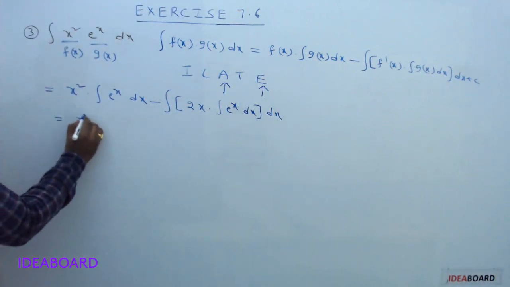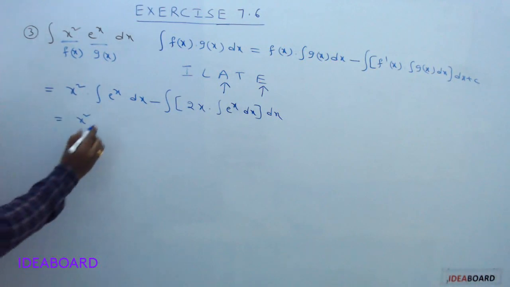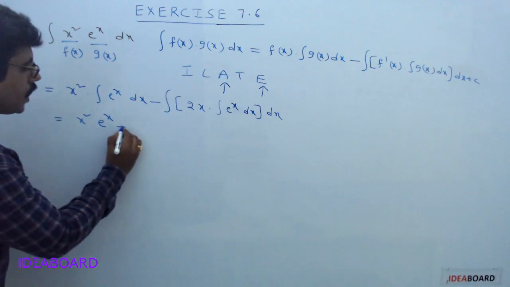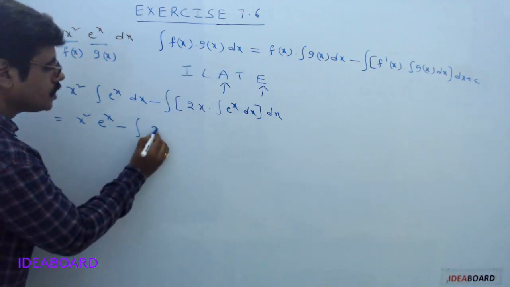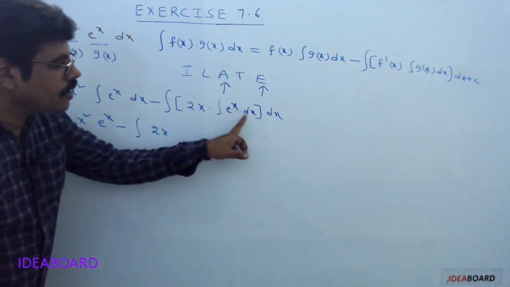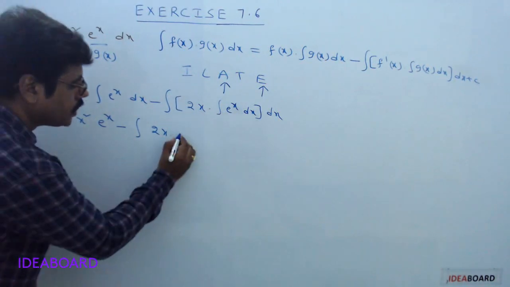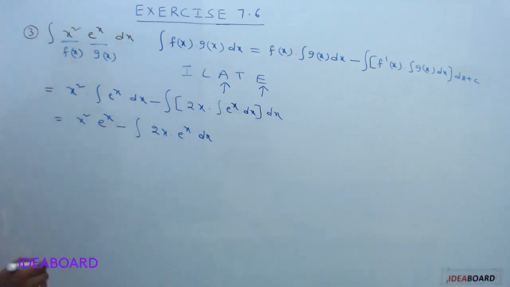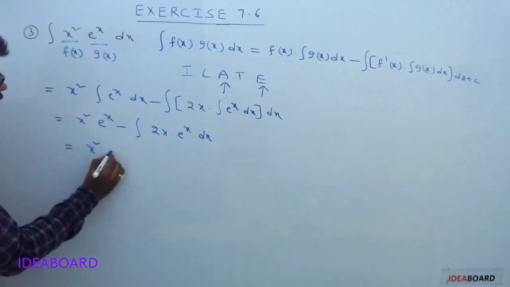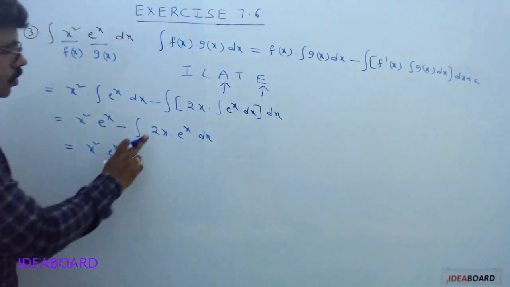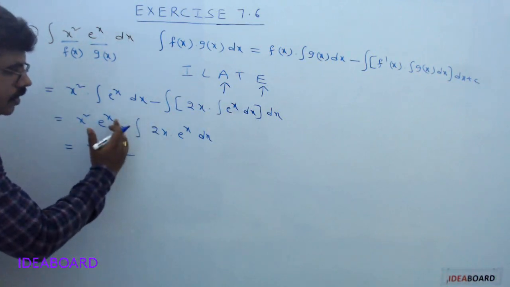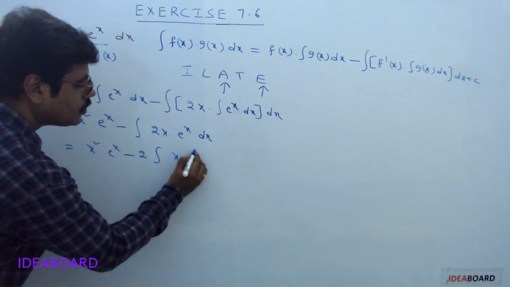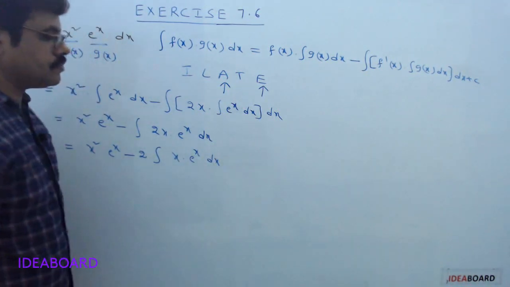Now this is x square into integral e power x dx. Integral e power x dx is e power x, minus integral, this is 2x into integral e power x dx. Integral e power x dx is e power x into dx. Now this is x square into e power x minus 2, the constant term, you can take it outside of the integral. This is 2 into integral x into e power x dx.